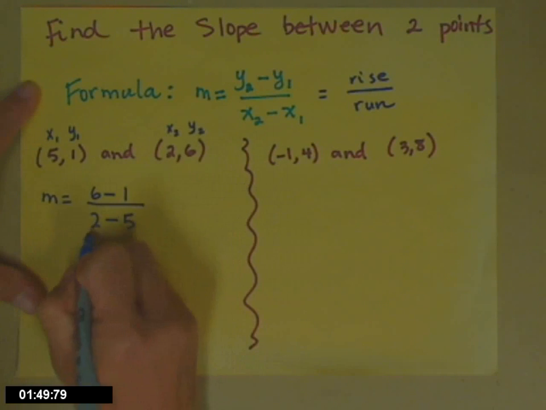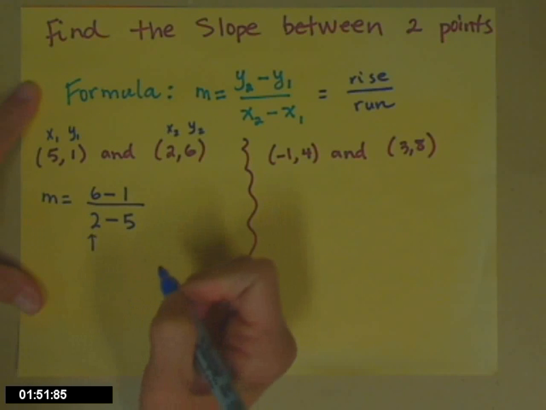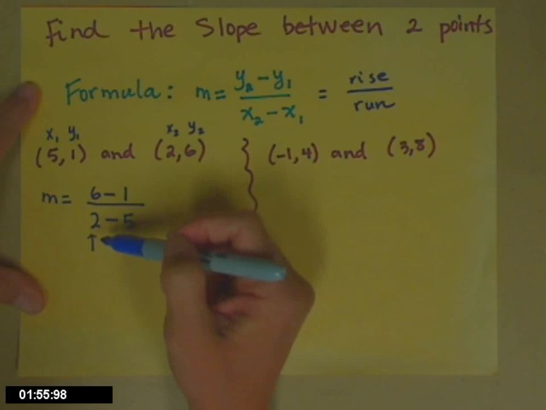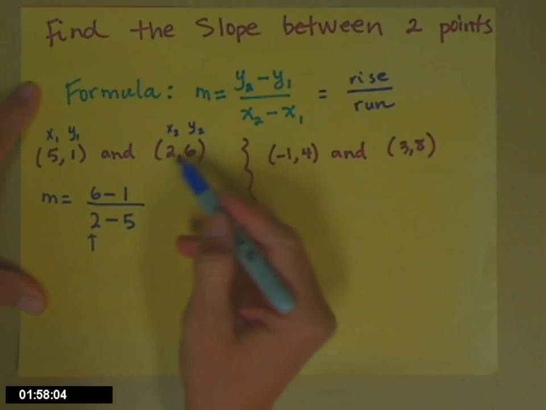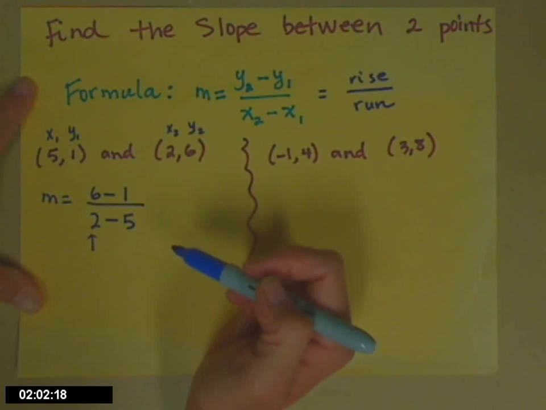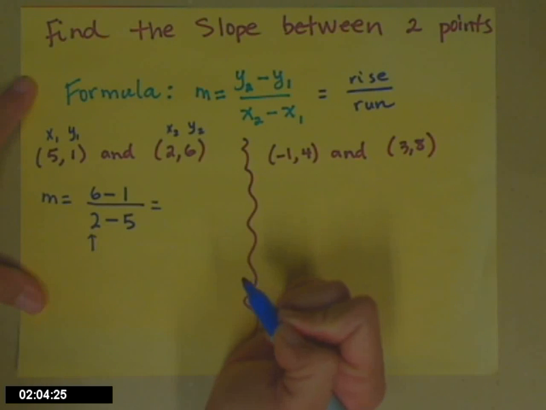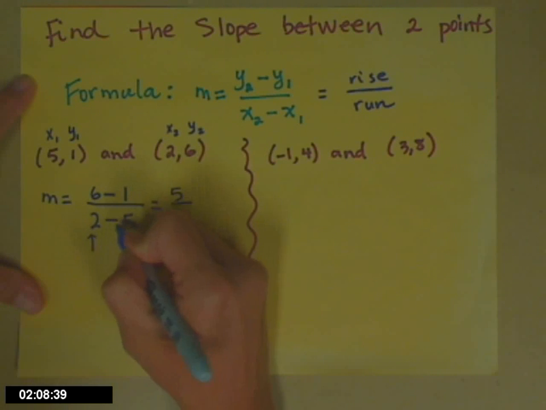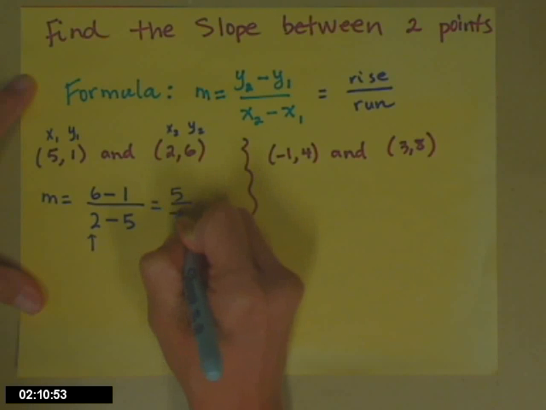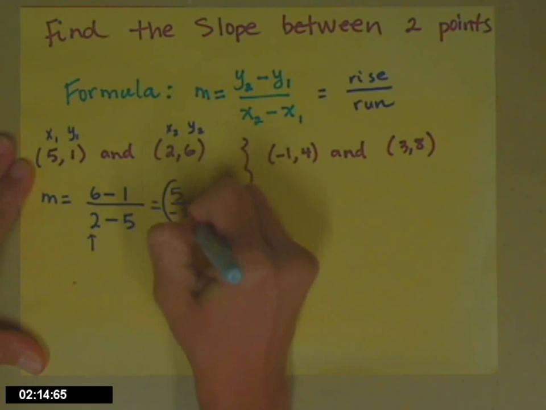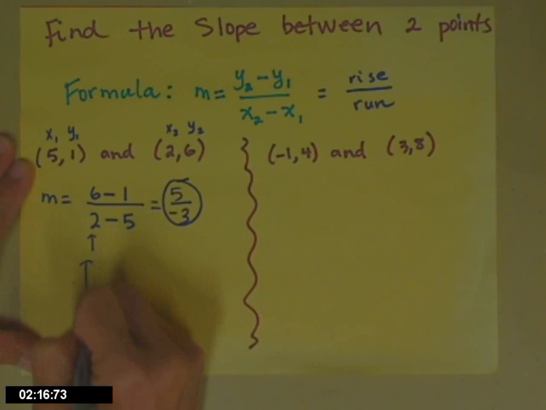You can do a quick check. If you look up and down within your fraction, you should have the coordinates from a single point. So 6 and 2, right, those came from the same point. 1 and 5, those came from the same point. And then you just simplify your fraction. So 6 minus 1 is 5, and 2 minus 5 is negative 3. You could do a quick little check. By the way, that was your answer.